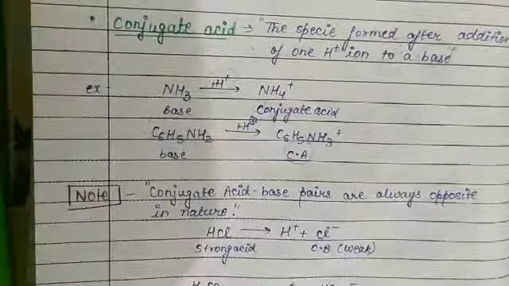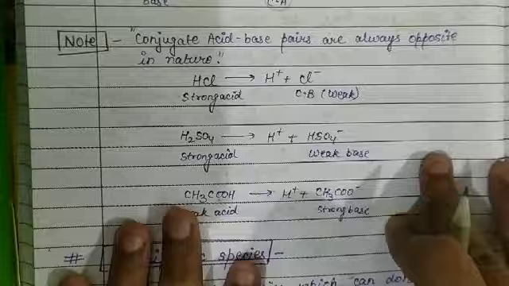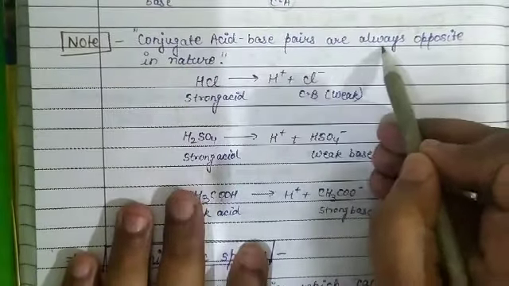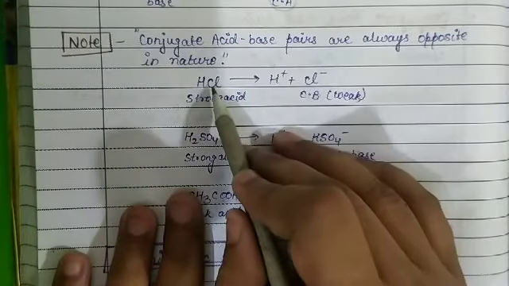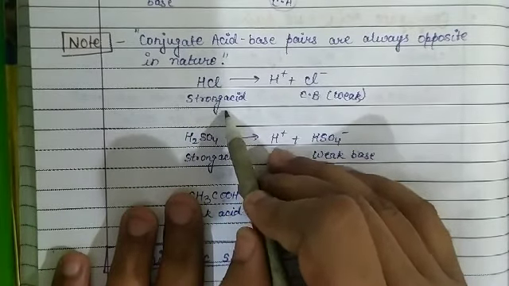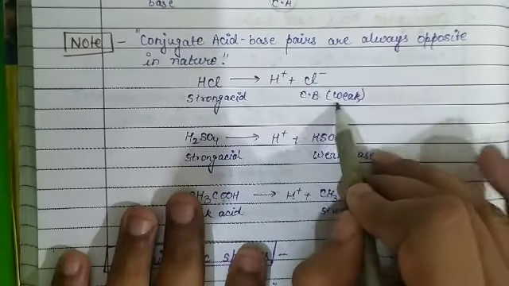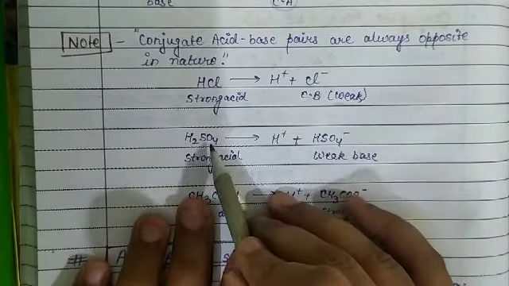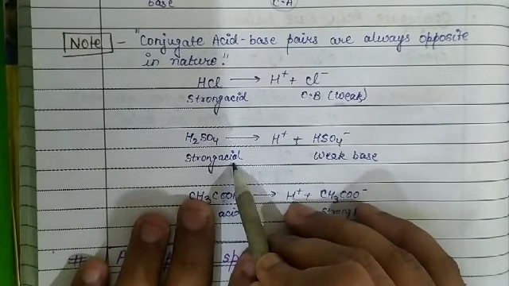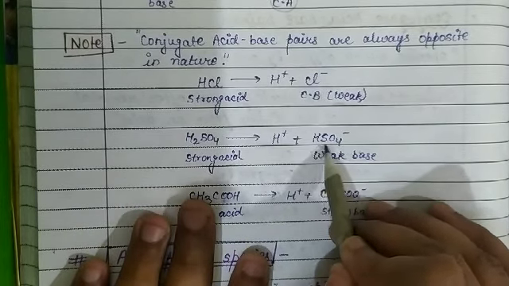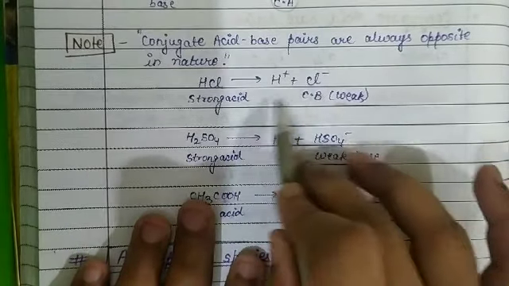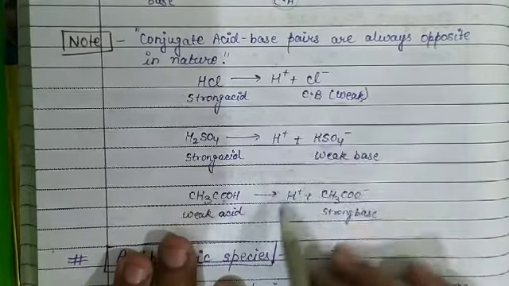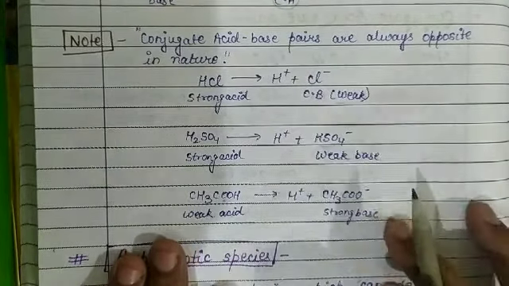See next. The next is conjugate acid-base pairs. Conjugate acid-base pairs are always opposite in nature. Means if the acid is strong, then the conjugate base formed by the acid is weak. For example, H2SO4 is a strong acid, while HSO4- is a weak conjugate base. So these are opposite in nature. A strong acid will form a weak conjugate base, and a weak acid will form a strong conjugate base.